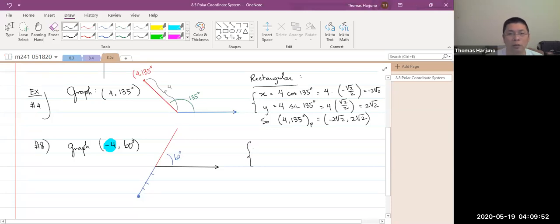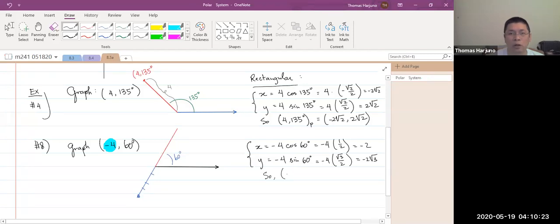For the one here, the x will be negative 4 cosine 60 degrees, and the y will be negative 4 sine 60 degrees. This is negative 4 times 1/2, that's negative 2. This is negative 4 radical 3 over 2, that's negative 2 radical 3. So the coordinate in polar, negative 4 comma 60 degrees, is the same as negative 2 comma negative 2 radical 3.